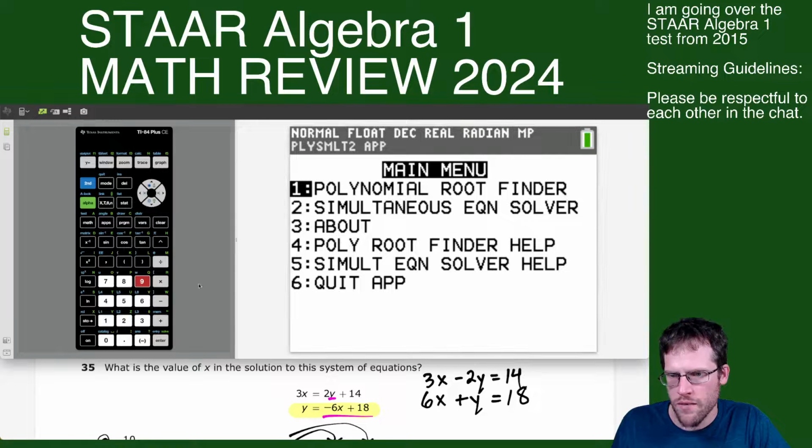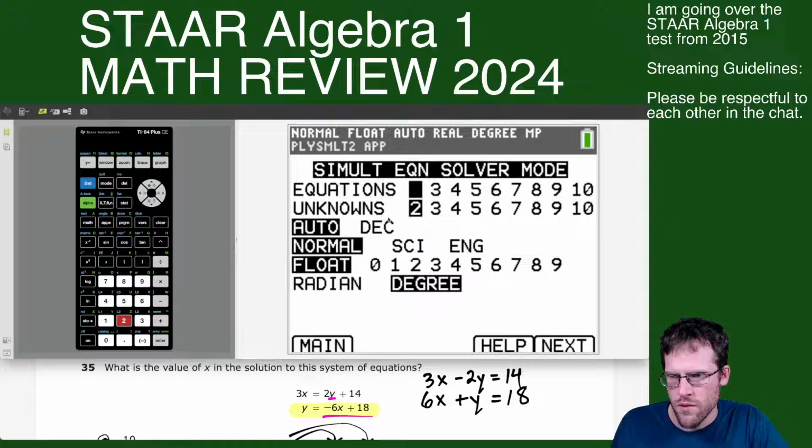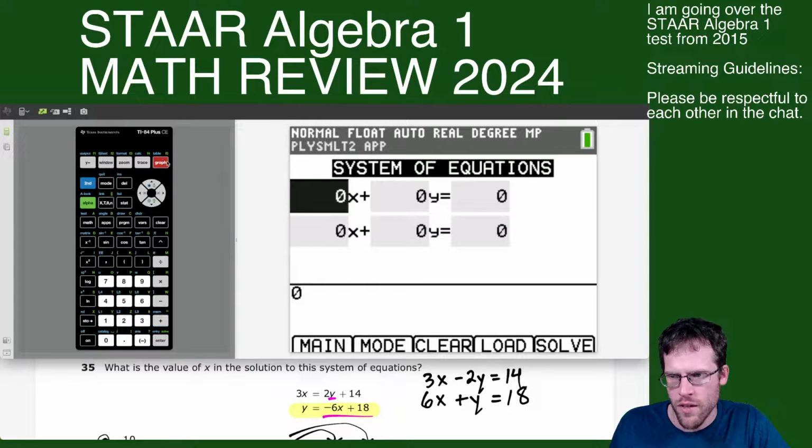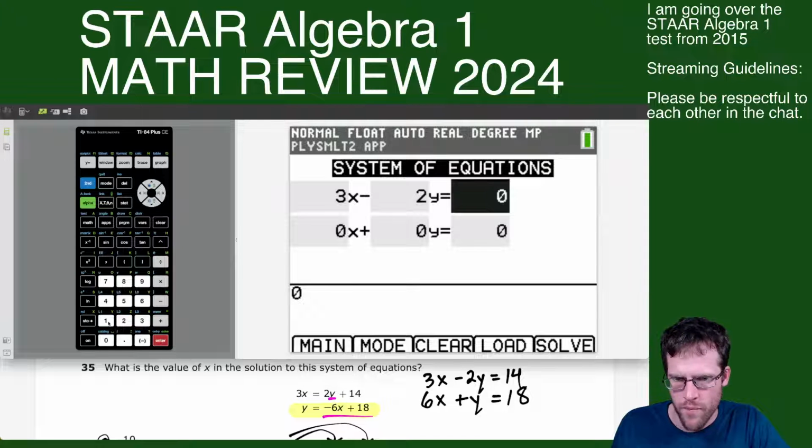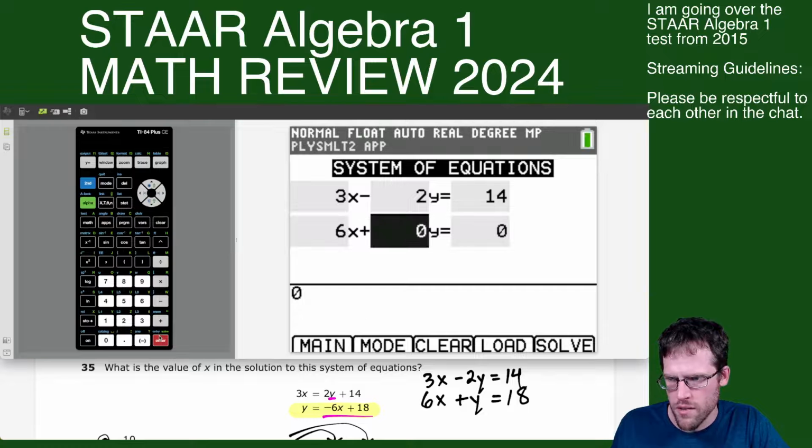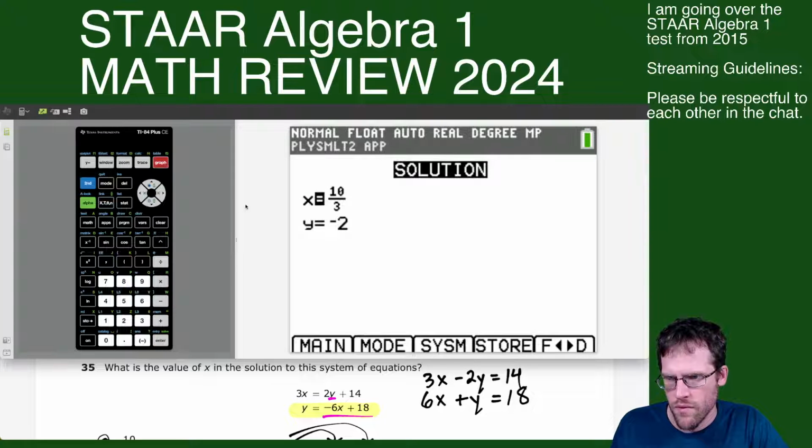Simultaneous equation solver, option 2. 2 equations, 2 unknown variables, and I press graph to go next. So now I have 3x, I press 3, enter, minus, press enter, 2y equals 14. And now I have 6x plus 1y equals 18. And now I just press graph to solve.